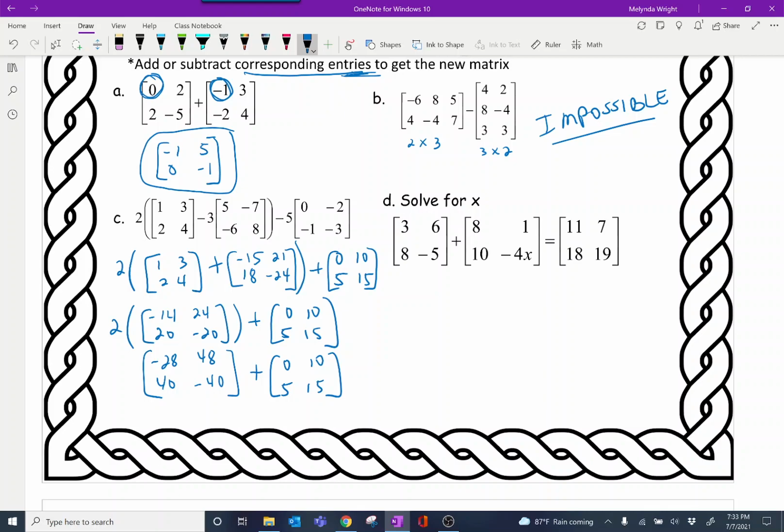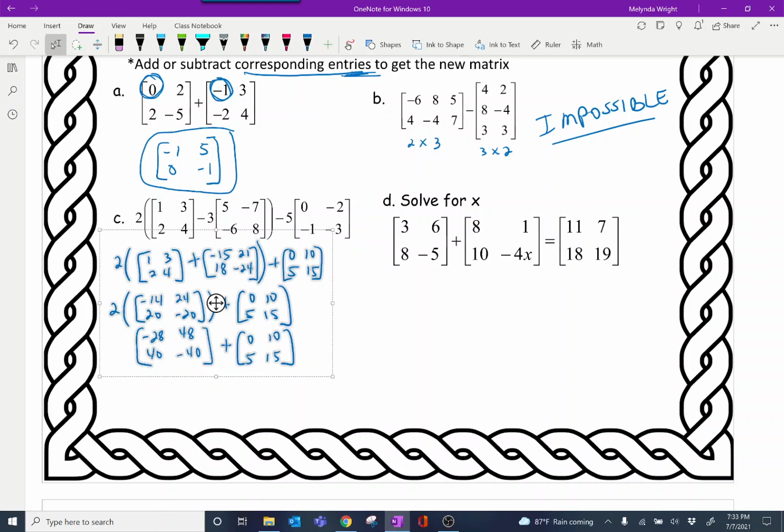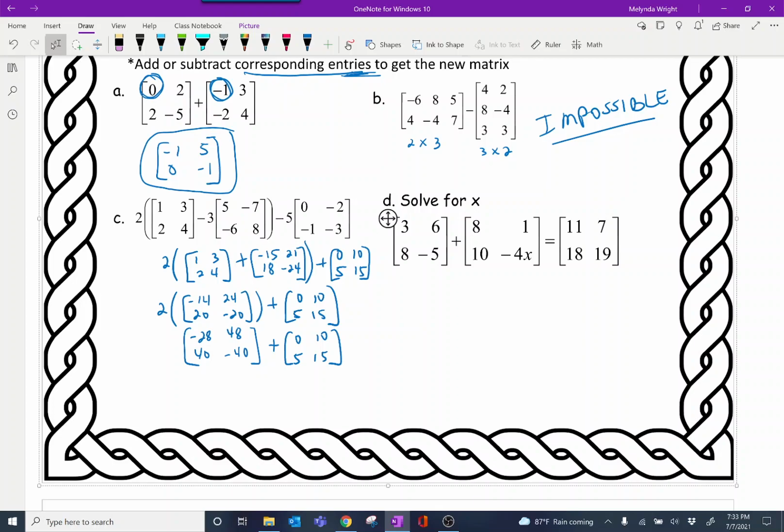Whew, okay. So let's shrink this up just a little bit so I can fit it. Okay, so now let's finish up. So we should get our final answer of negative 28 plus 0 is negative 28. 48 and 10 is 58. 40 and 5 is 45. And negative 40 plus 15 is negative 25. Yay! And that gives us our answer.